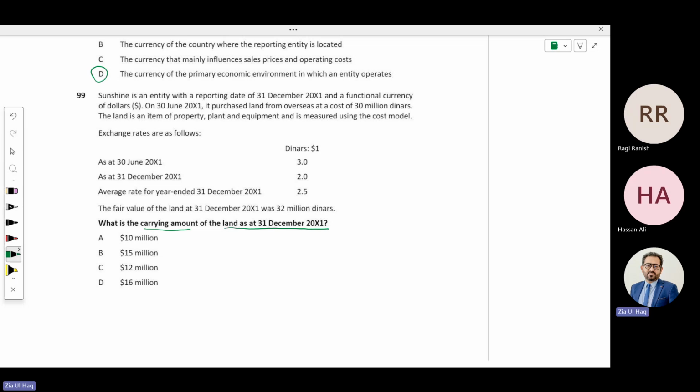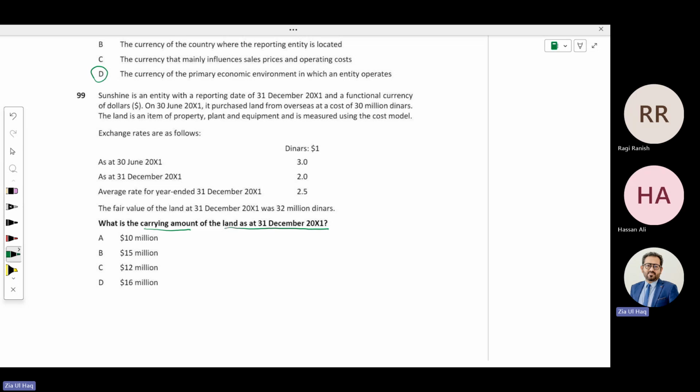Carrying amount of the land at 31st December 20X1. Sunshine is an entity with the reporting date 31st December 20X1 and a functional currency of dollar. On 30th June 20X1, it purchased land from overseas at a cost of 30 million dinar. The land is an item of property, plant and equipment and is measured using the cost model.